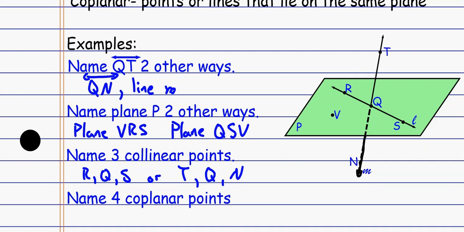And then it says name 4 points that are coplanar. So if we're looking for coplanar points, I need 4 of them. The easiest ones to identify are R, Q, S, and V. All right. And again, R, Q, and S, I can't use that to label the plane, but they're still all coplanar. They're still on the same plane.